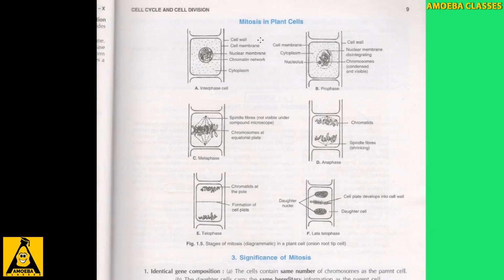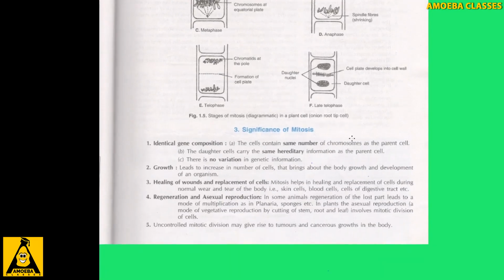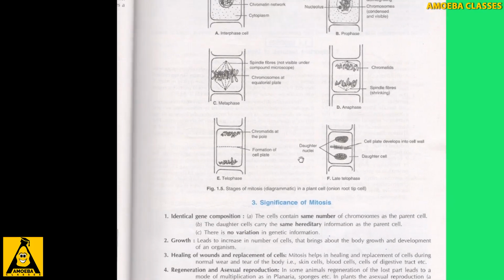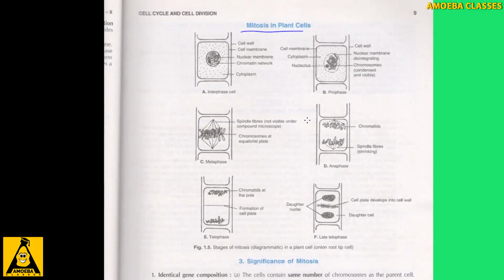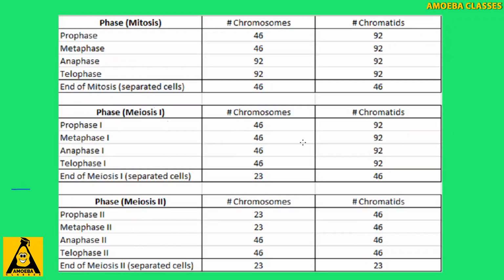This is the comparison from Sarita Agarwal book for mitosis in plant cell. Okay, A, B, C, D, E, and we have late telophase. Here the significance is written. So this was it, and now let's come to the very important calculation. Now you see the chart over here. First of all, pause the video, take the screenshot, save it in your gallery or wherever, so that you can take the help again and again whenever you get confused.